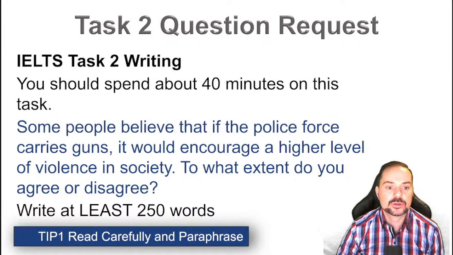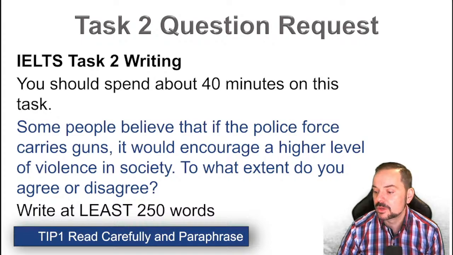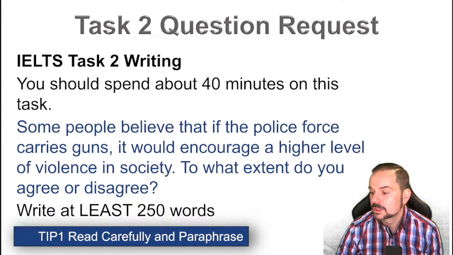Again, this was the task 2 question that we covered today, and we'll be continuing the body paragraphs tomorrow.